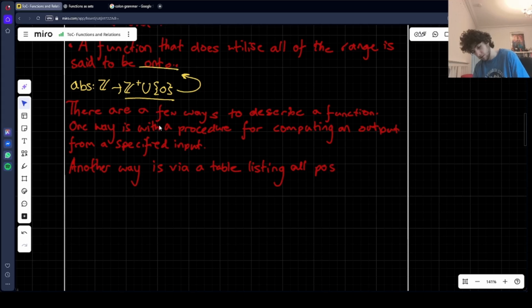Obviously this only really works sometimes, because you can't do that for all functions. Some functions have infinitely many inputs. If my domain is the set of integers, then there are infinitely many integers, so I can't list all possible outputs. Sometimes you can. This is saying listing all possible inputs and then stating the outputs for each input.